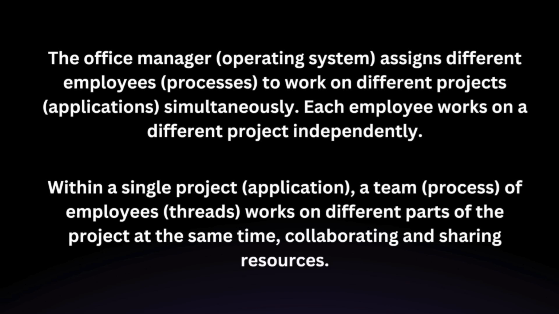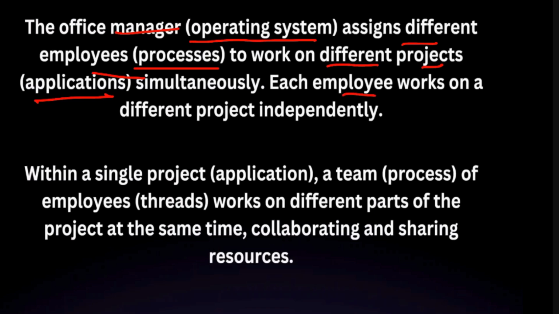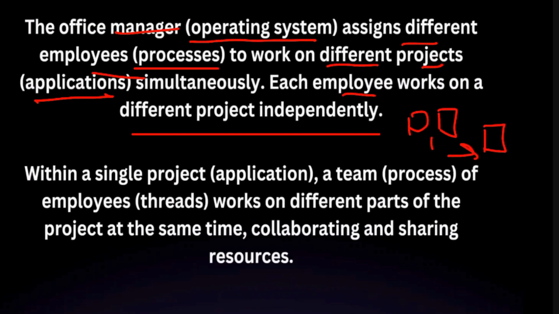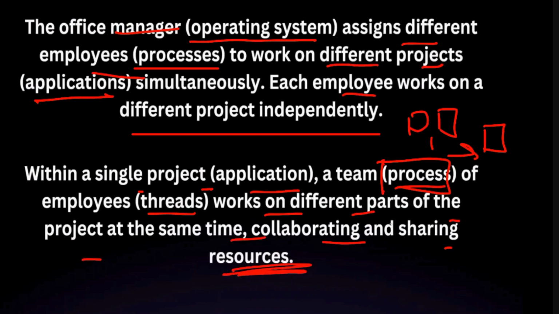So let's quickly take an example of an office manager. For example, there is an office manager called the operating system. It assigns different employees, that is the different processes, to work on different projects, for example, applications. Each employee works on a different project independently, making it more efficient. Many employees are going to get many tasks done. So when a single project application, a process, has employees working on different parts of the project at the same time, they are collaborating and sharing resources. Sharing resources is very important in this.